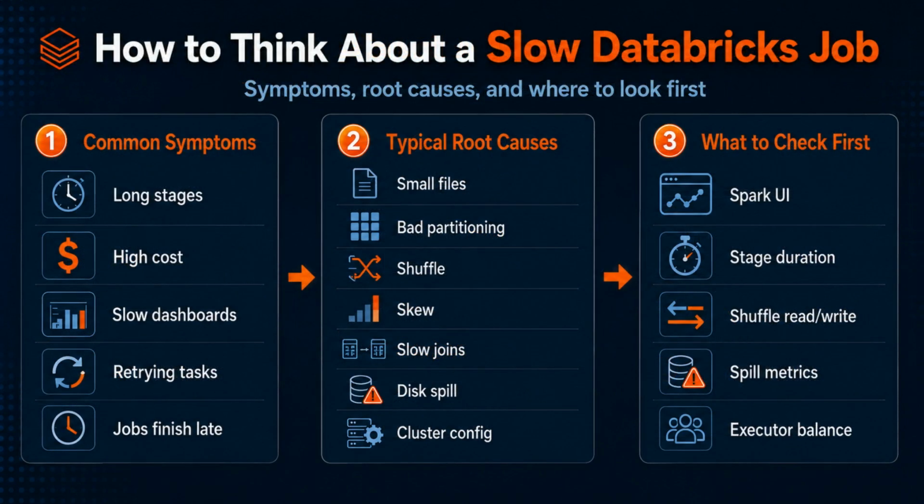When a Databricks job is slow, start with the symptoms. Maybe the stages take too long. Maybe the cost is too high. Maybe dashboards are slow, tasks keep retrying, or the job finishes late. But symptoms are only the surface. Behind them, you may find small files, bad partitioning, shuffle, skew, slow joins, disk spill, or cluster issues. The first place to investigate is the Spark UI. Look at stage duration, shuffle read and write, spill metrics, and executor balance. Good tuning starts with observation, not guessing.